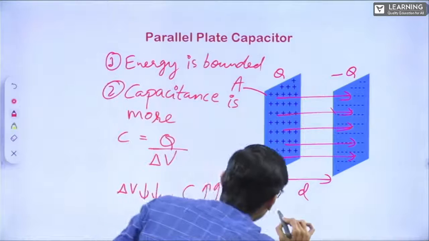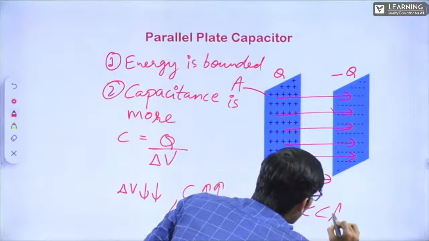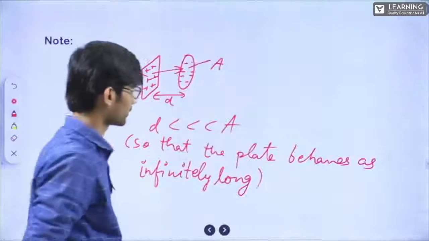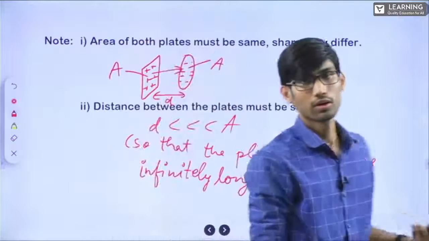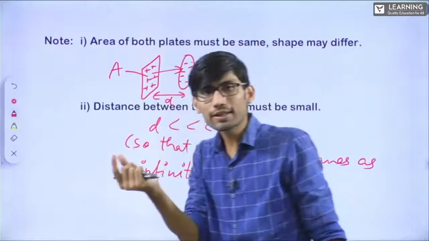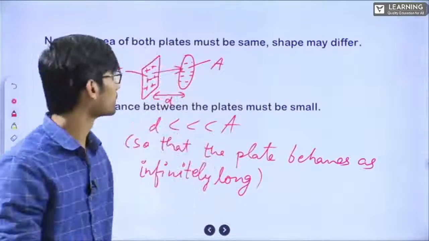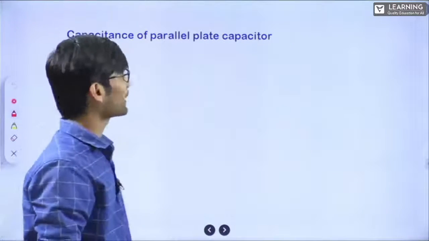I'll write this here and I'll explain this. I've explained this here. Fine. The smaller the D is, the more the capacitance will be. We'll see now the capacitance of a parallel plate capacitor.